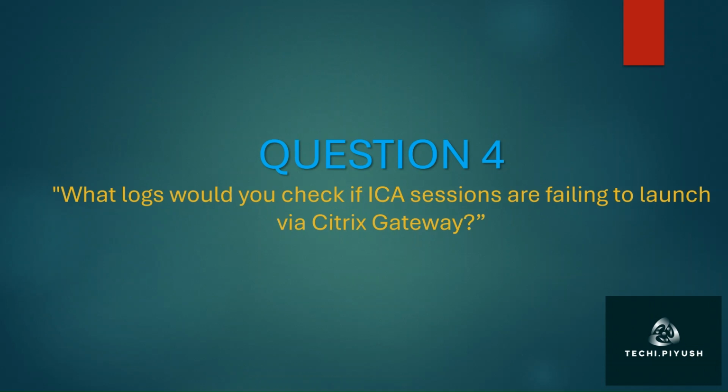Next, review event logs on the delivery controllers. Issues like certificate mismatch or invalid policies might show up here. Don't forget to check the STA logs. They help verify ticket validation between the gateway and the delivery controller. And last, ensure that the session policies are properly configured on both the gateway and the delivery controller to allow proper access.